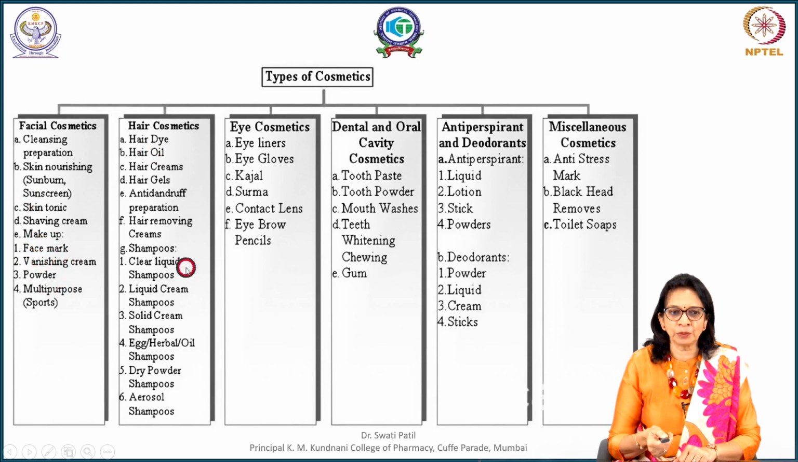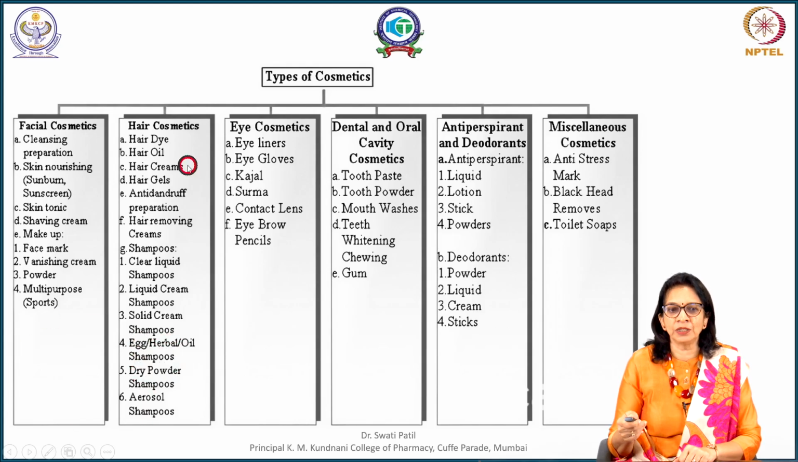There are a lot of hair cosmetics like hair dyes, hair oils, hair creams, hair gels, anti-dandruff preparations, hair removing creams, shampoos, liquid cream shampoos, liquid shampoos and solid cream shampoos. When we use different kinds of shampoos, the consistency is different. Some shampoos are less viscous and flow very easily, some are very thick. All this depends on the kind of base and the ingredients used. There are dry powder shampoos and aerosol shampoos which form foam when used on the hair.